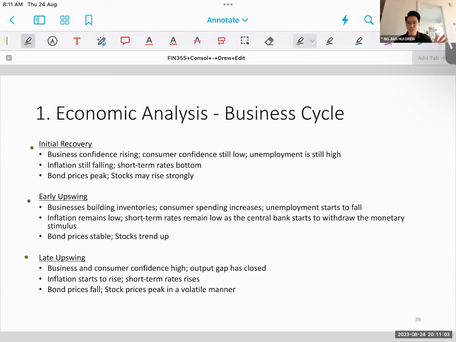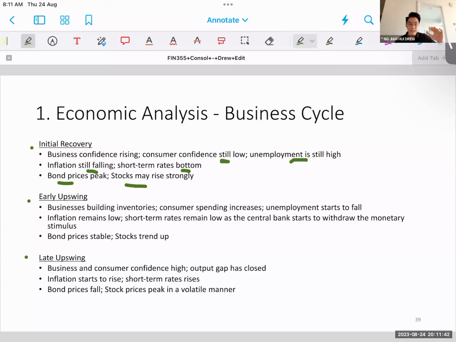If it's an initial recovery phase, we need to look at things like inflation might be falling, short-term rates might be at the lowest. As you know, bond price and interest rates are inversely proportionate, and therefore bond price is at the peak and the stock price would start to rise over time, right? And we can look at things like, remember, unemployment, which is more of a lagging indicator, right? So unemployment might still be high, consumer confidence might still be low, right?